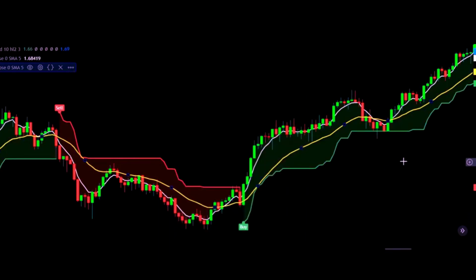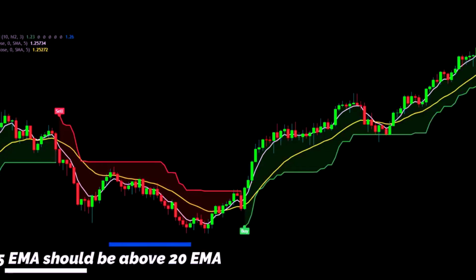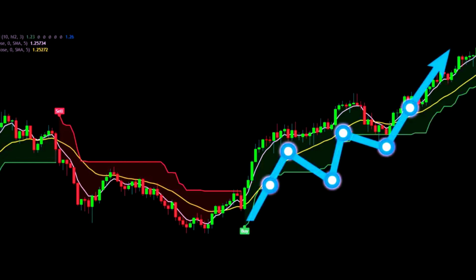The strategy requirement is that as soon as the buy signal comes, before that, we will see that whatever this 20 EMA or 5 EMA line, the buy requirement is this 5 EMA should be above 20 EMA. Only then will we execute our buy trade. As you can see in this case, here you can see buy signal has been generated. 5 EMA crosses 20 EMA and goes up.